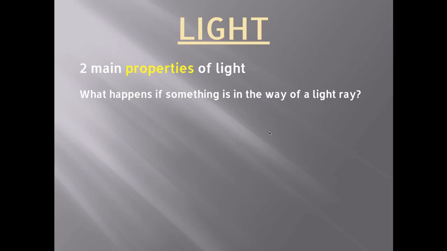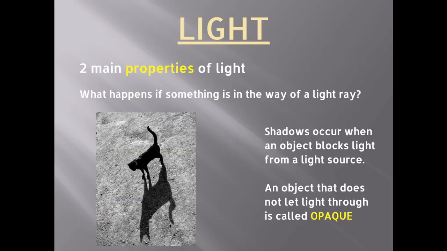So what happens if something gets in the way of the ray of light? Well, here we have a cat, and the light's coming in from over here, obviously, and you can see that where the light can get to, you can see the light, but where the cat is blocking the path of the light because the cat is opaque, does not let light travel through it, you have a shadow. So regions where the light cannot get to because an object is blocking it, that's where you get your shadow.